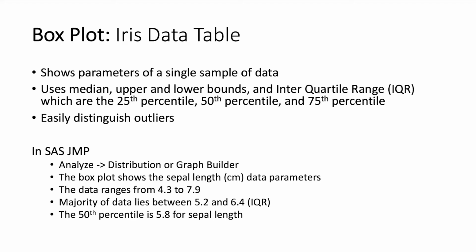We created a box plot using the iris data table in JMP. A box plot shows the parameters of a single sample of data. It uses the median, upper and lower bounds, and the IQR, which are the 25th percentile, 50th percentile, and 75th percentile. This easily helps to distinguish any outliers in a data set.